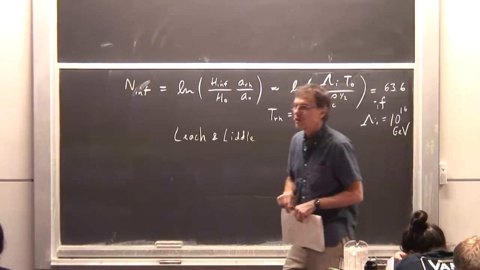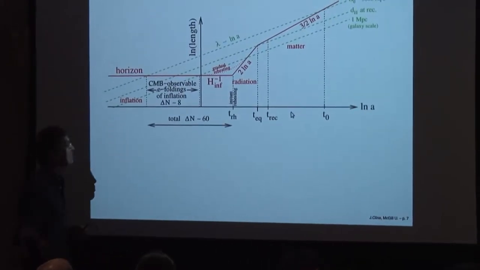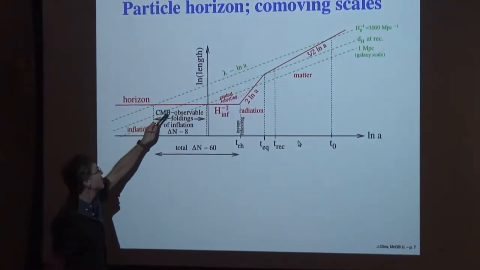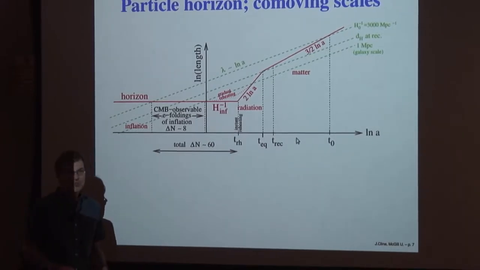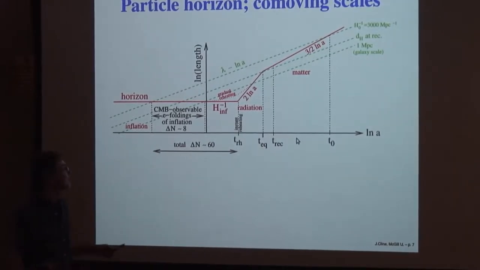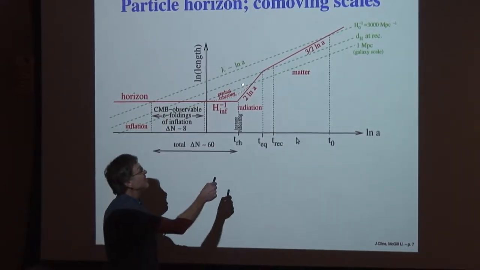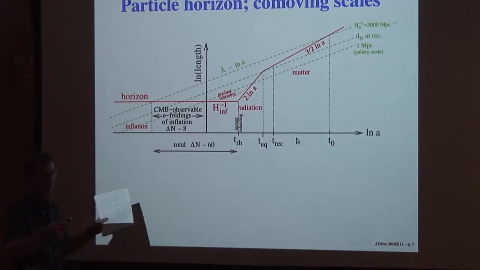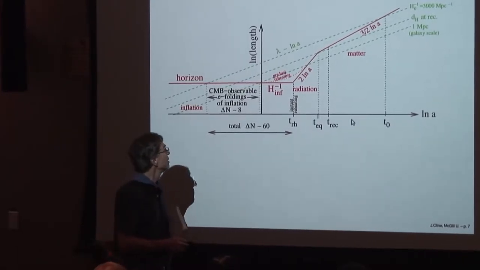Another thing that I missed because we were getting a little rushed at the end here was the whole concept of horizon crossing. So you see these different scales are crossing the inflationary horizon at different times. That's what we usually refer to as horizon crossing, at least during inflation. There's another horizon crossing that happens later on when these scales re-enter. They recross the red line, so they come back in within the observable universe. That's usually called horizon re-entry, but it's another horizon crossing.